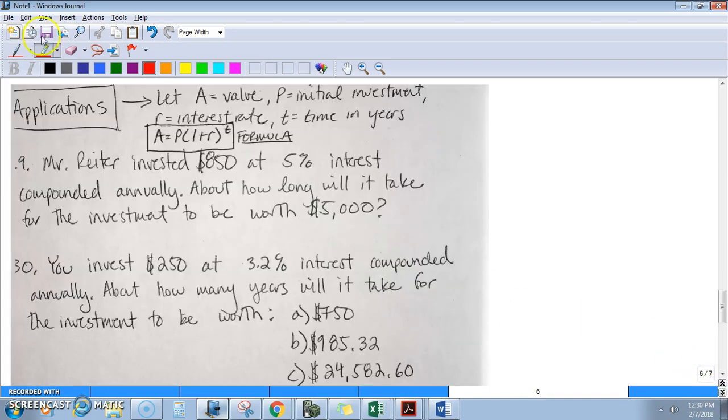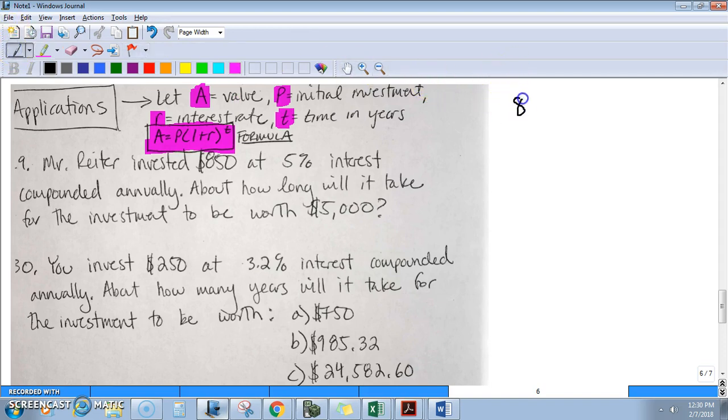All right, so the application piece, you guys, is just, Mr. Writer gave us the applicable information up here. So here's the formula you're going to have on the test. It'll give it to you. And here's where all the pieces need to go. P is the initial value, A is the outcome, R is the interest rate, and T is time in years.